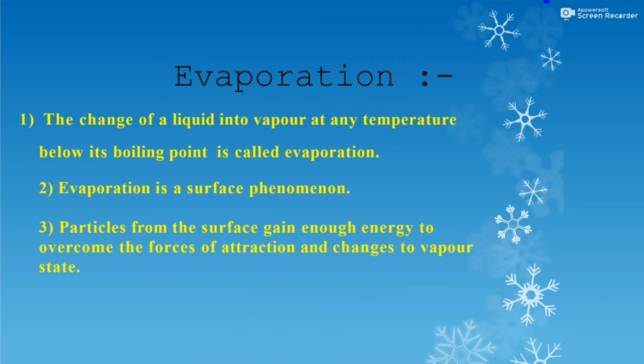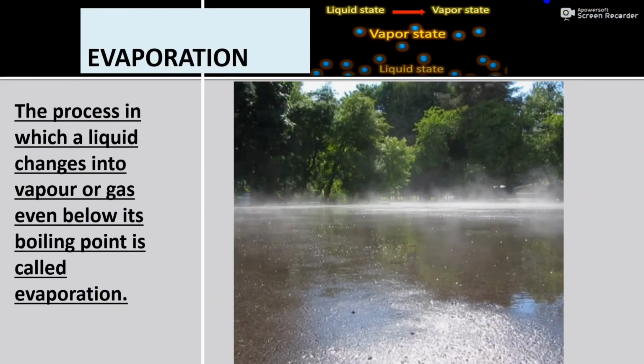Evaporation. The change of a liquid into vapor at any temperature below its boiling point is called evaporation. Evaporation is a surface phenomenon. It occurs at the surface of the liquid. Particles from the surface gain enough energy to overcome the forces of attraction and change into vapor state. So evaporation is a process in which a liquid changes into vapor or gas even below its boiling point, and it occurs at the surface of the liquid.